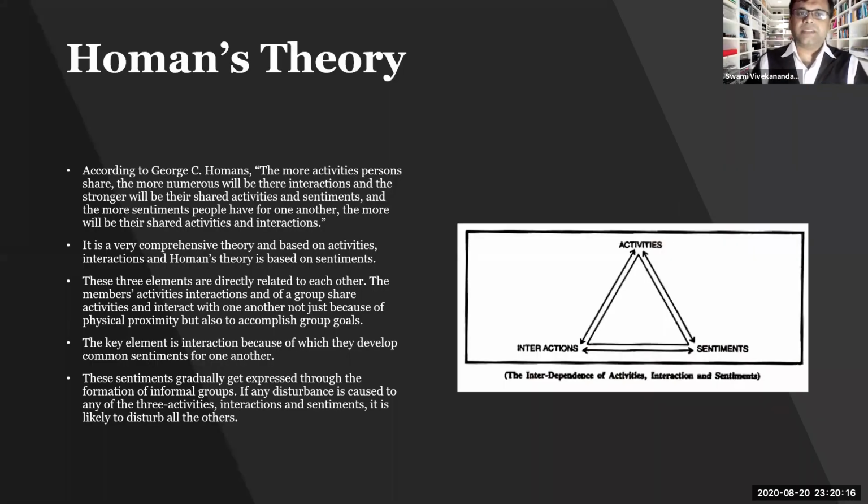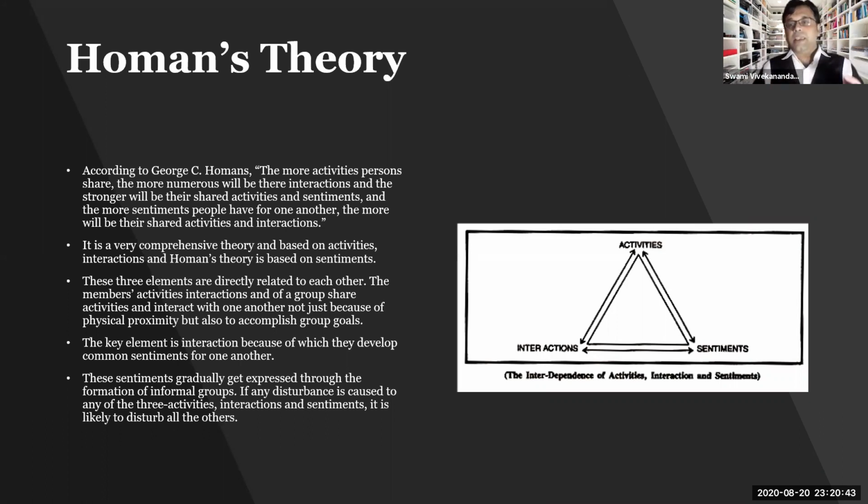Next, we'll be discussing the Homans theory. According to George C. Homans, the more activities persons share, the more numerous will be their interactions and the stronger will be their shared sentiments. There are three things Homans is talking about: number one is activities, number two is interaction, and number three is sentiments.